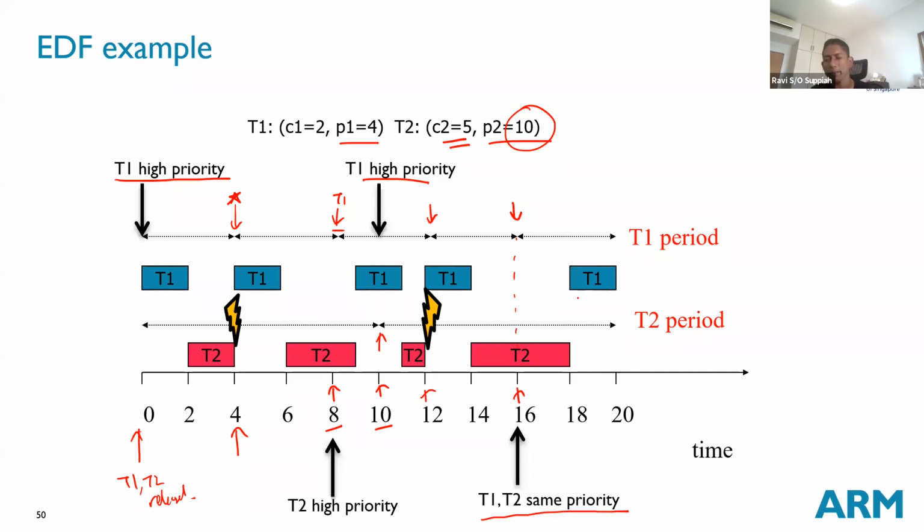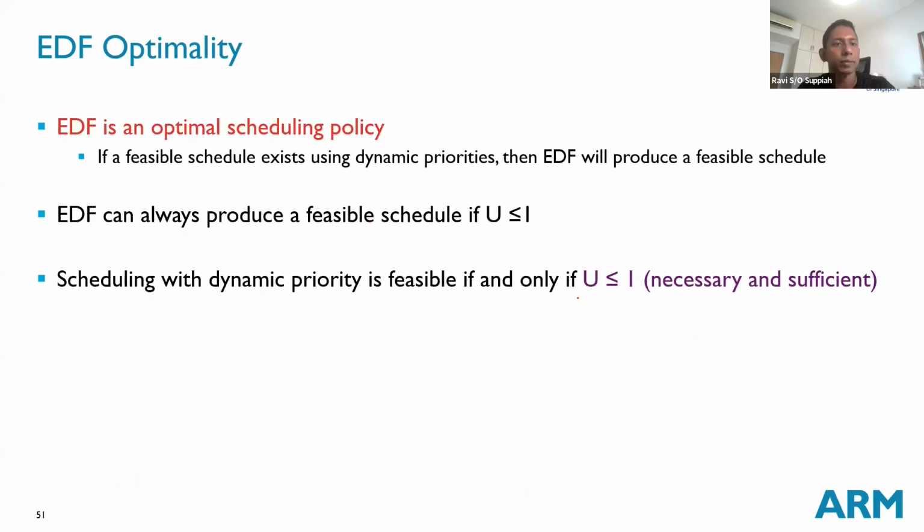In EDF, the priority keeps updating itself as and when a new instance of a task is released. EDF is an optimal scheduling policy. As long as the utilization is less than or equal to 1, it is possible to produce a feasible schedule. That is the good thing about this.